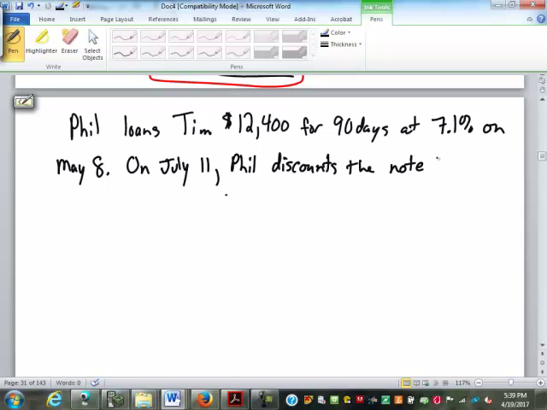Phil discounts the note to a bank at 9.3%. Find Phil's proceeds.